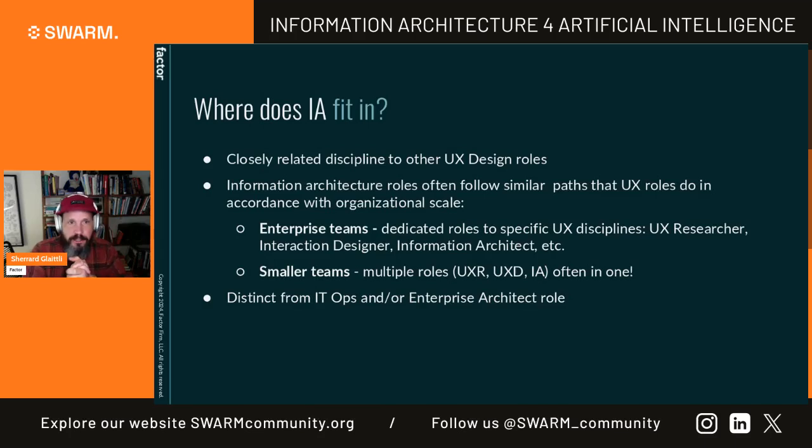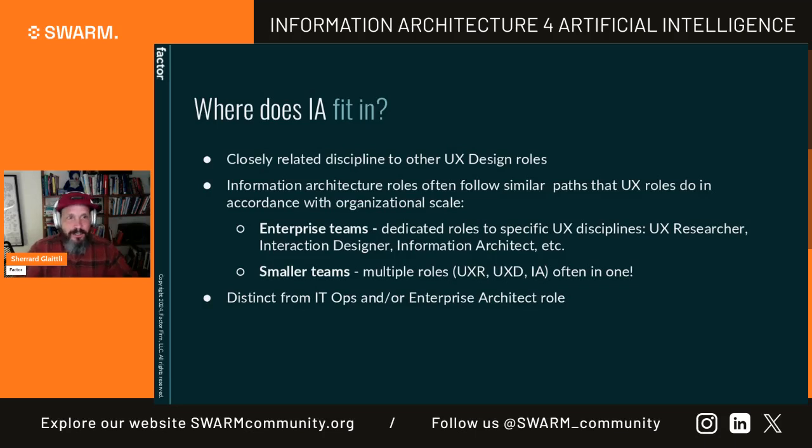So information architecture is a field that is distinct from UX, but also there's a lot of overlap. And so you may see information architecture roles follow a lot of the scalability rules that apply to other UX design roles. So for example, on large enterprise teams, you'll have dedicated roles to specific UX disciplines. So you'll have dedicated UX researchers, dedicated interaction designers, dedicated information architects.